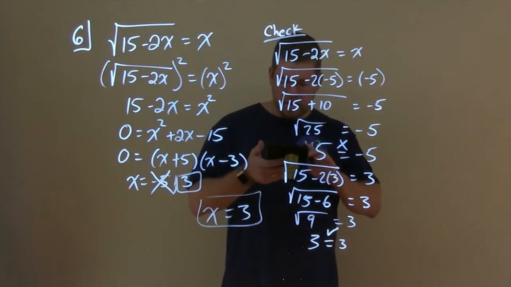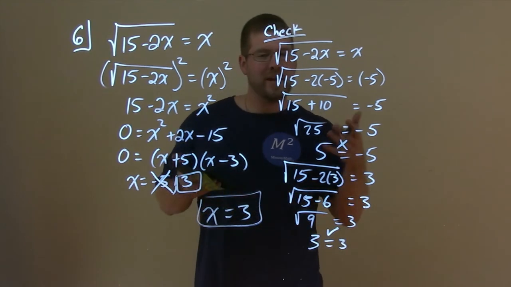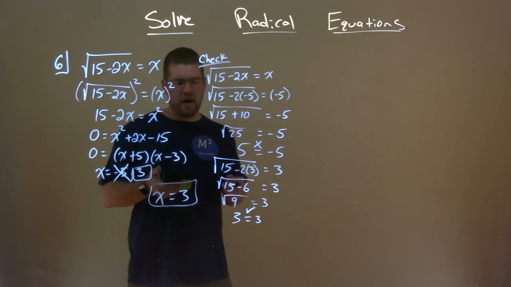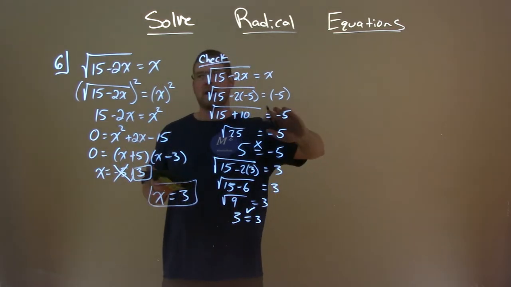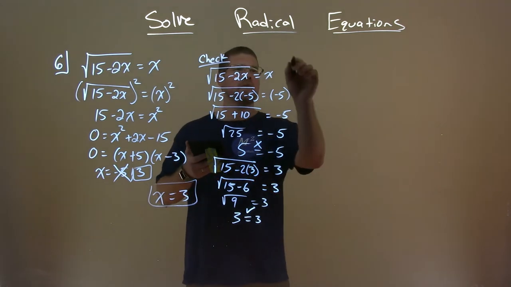And what we call the negative 5 is what we call an extraneous solution. Okay, it's an extraneous solution. It doesn't work when we check it back up. So it's not a true solution. Okay? So let's go to another one here, number 7.